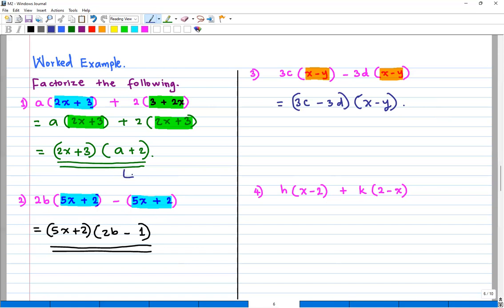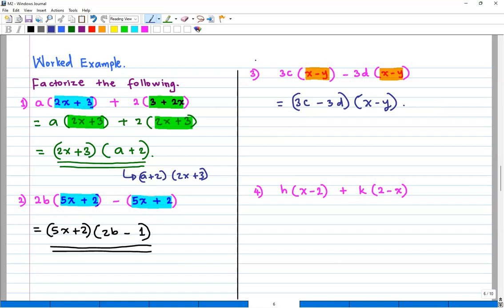Like here, 2x plus 3 into a plus 2 is the same as a plus 2 into 2x plus 3. No problem. Even here, 2b minus 1 into 5x plus 2 is the same as 5x plus 2 into 2b minus 1. The order doesn't matter. Okay, so here we write it as 3c minus 3d into x minus y.